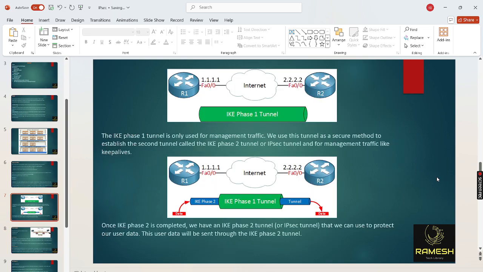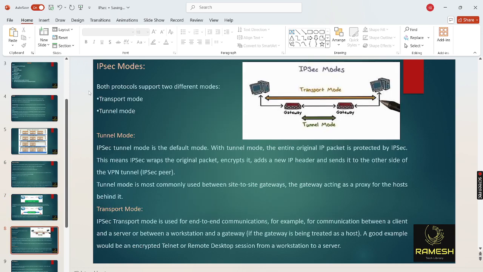And this is phase 1 and phase 2. And these are the IPsec modes.